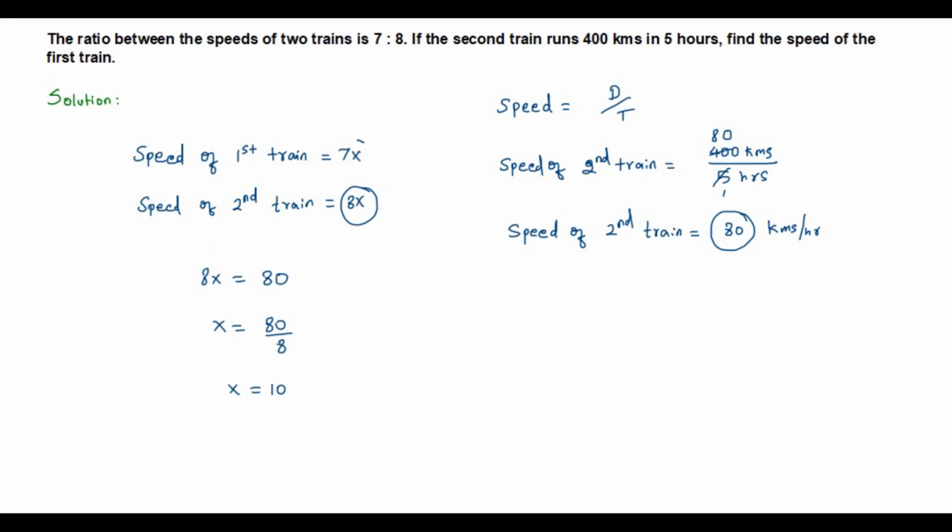If I substitute x is equal to 10 in this 7x, I will get the speed of the first train. So 7x means 7 times 10, that is equal to 70. So the speed of the first train is 70 kilometers per hour.